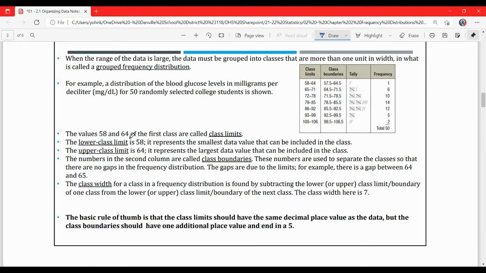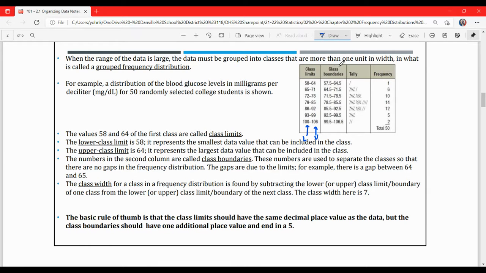The lower class limit is 58. It represents the smallest data value that can be included in the class. So all of your lower limits are going to be on the left-hand side. The upper class limit is 64. It represents the largest data value that can be included in the class. So these are all of your upper limits.